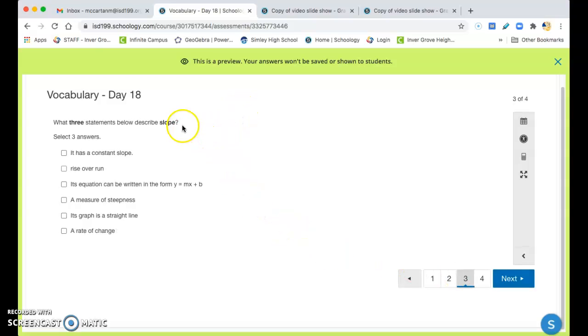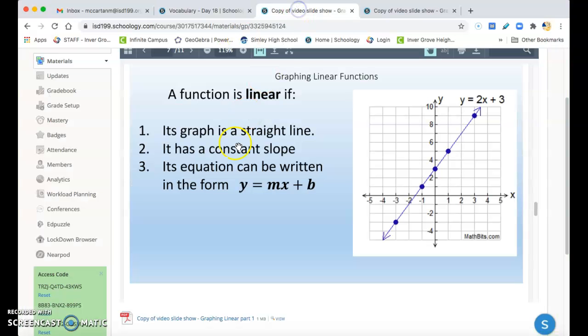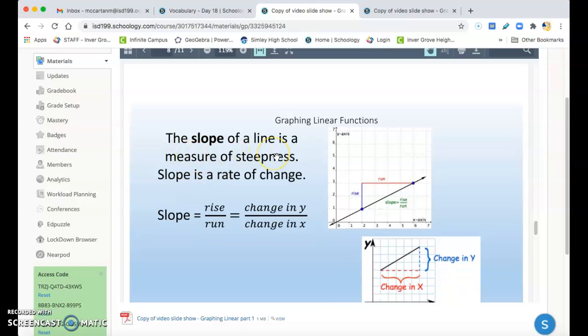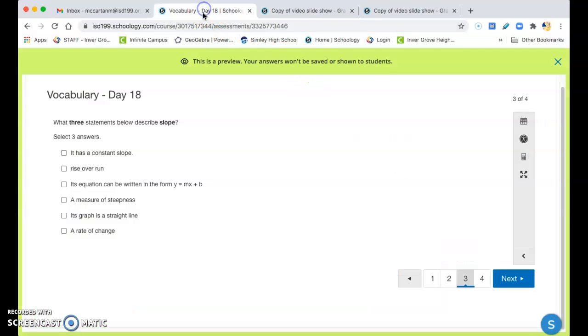What 3 statements below describe slope? Okay, well, slope is the next right here. It's a measure of steepness. It's a rate of change. And it's rise over run. Those 3 things. Go back to the question. Find those 3 things and put it in there. Okay, last one.